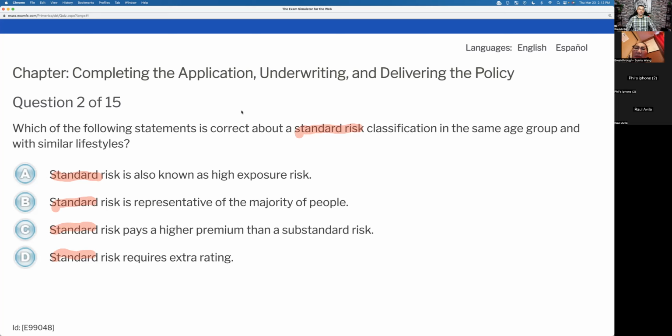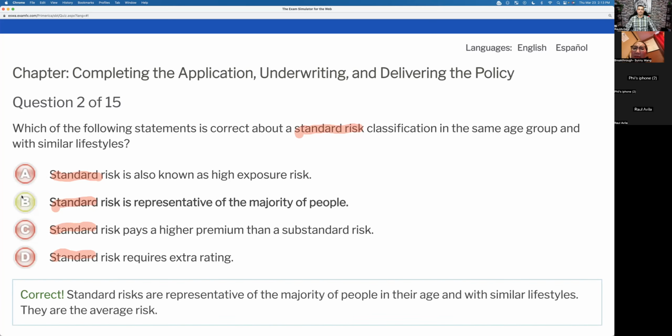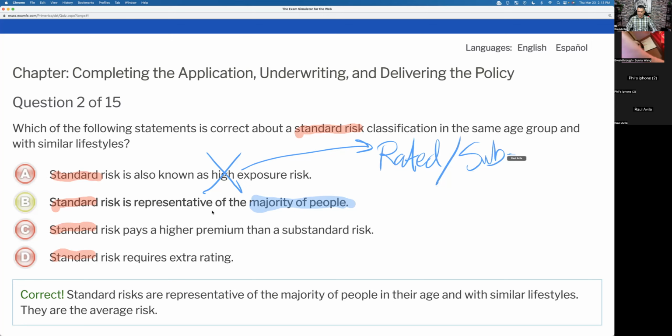Ready? The answer is B. That's what I was gonna say. The other one is the substantial risk. Yeah, standard risk represents the majority of people. Standard is normal, right? So right here it says standard risk is also known as high exposure. No, it's not. That would be rated premium, or sub rated or substandard risk. Substandard risk is called rated, and that's for high exposure.